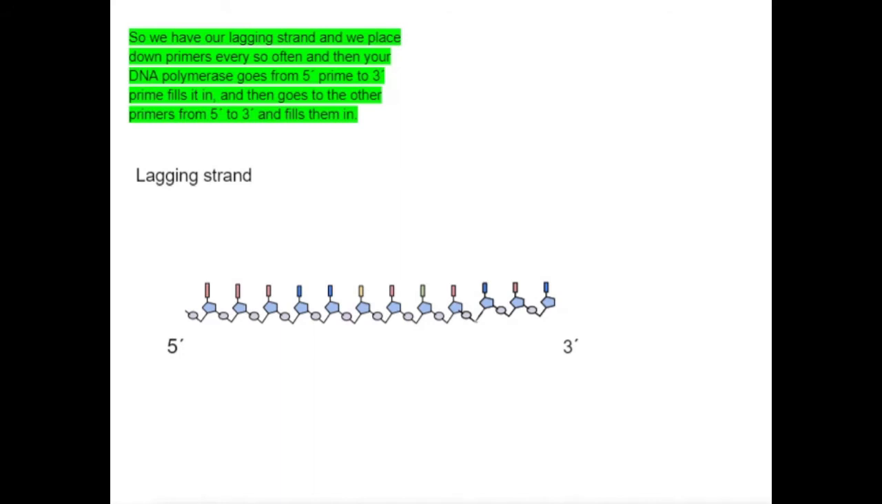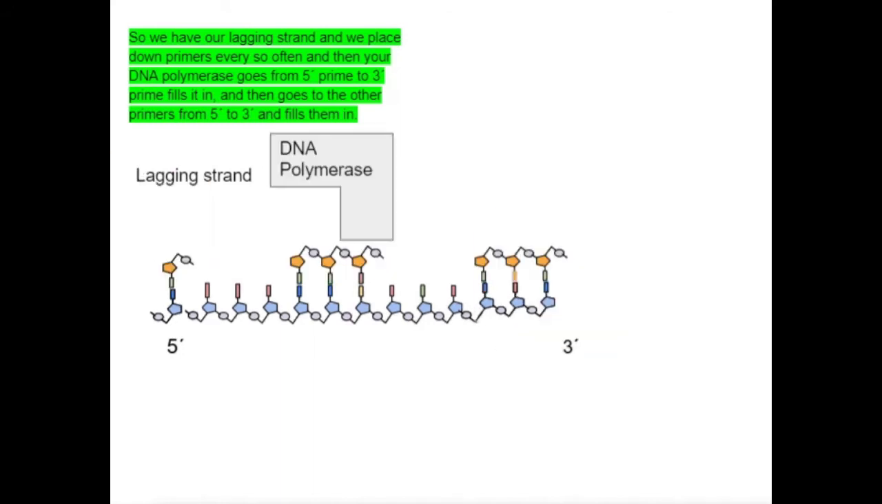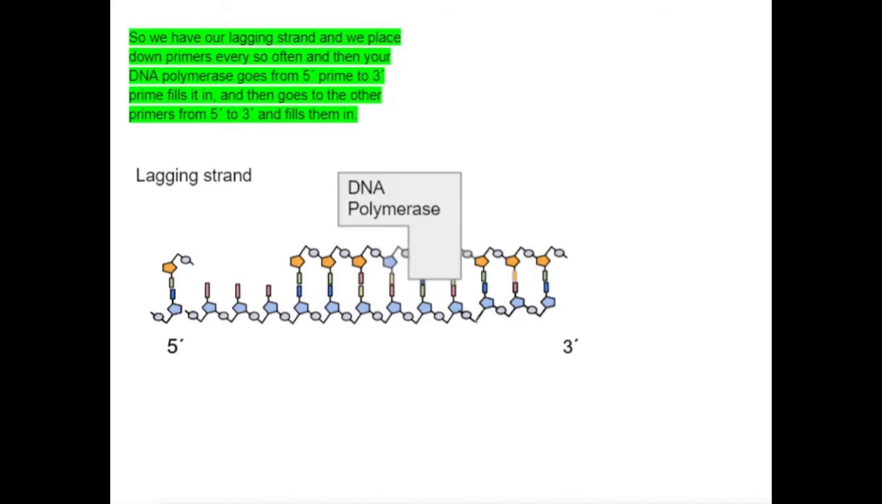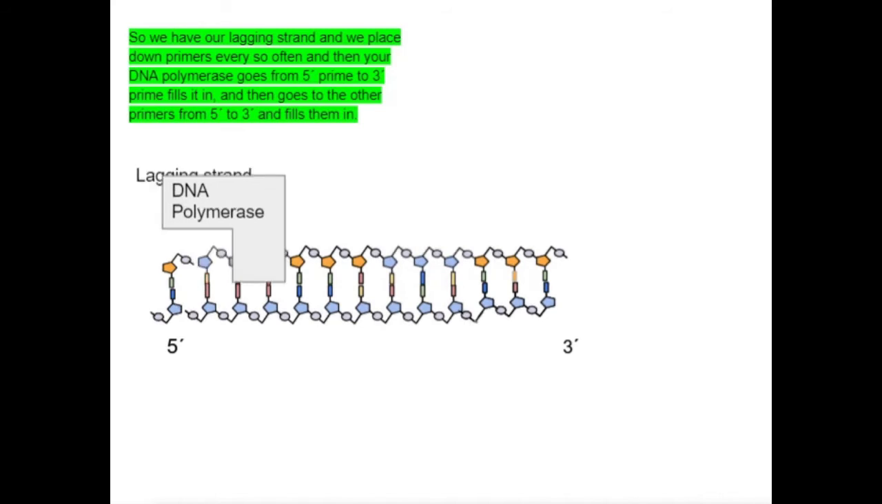Alright, so Okazaki fragments work like this. We have our lagging strand, and we place down primers every so often, and then your DNA polymerase goes from 5' to 3', fills it in, and then goes to the other primers from the 5' to 3' end and fills them in. Then, once the leading strand and the lagging strand are done, an enzyme called exonuclease removes the RNA primers from both strands, and then another DNA polymerase fills in the blanks where the RNA primers used to be in both strands.